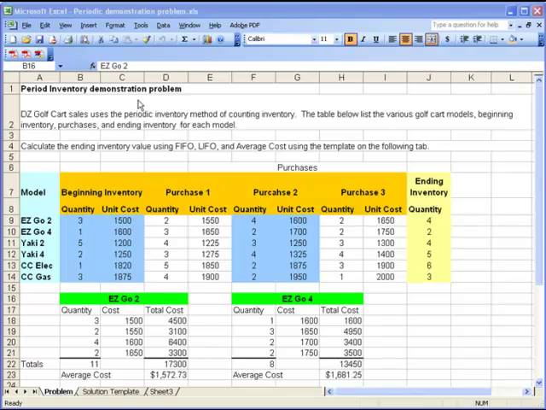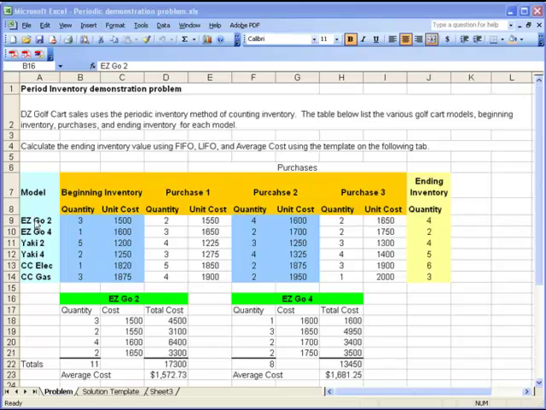DZ Golf Cart Sales uses the periodic inventory method of counting inventory. The table below lists the various golf cart models, beginning inventory amounts, purchases, and ending inventory amounts for each model. Our job is to calculate the ending inventory value, first doing it FIFO, then LIFO, and then finally average cost. Here we see that chart.